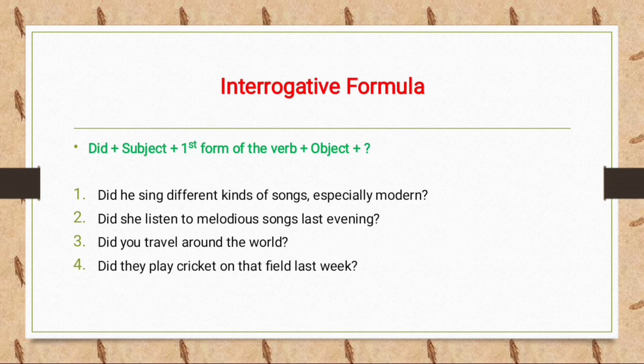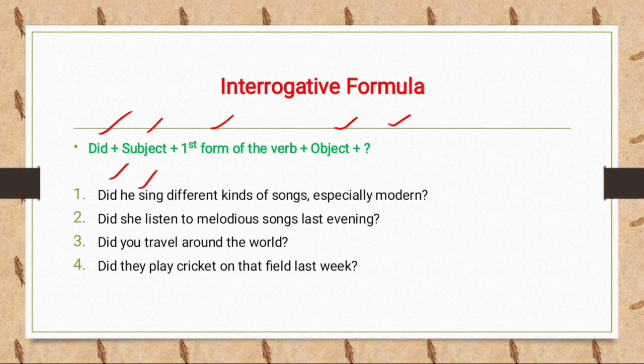Interrogative formula of past indefinite tense: did plus subject plus first form of the verb plus object plus question mark. Because when we talk about interrogative then we have to use helping verb at the start. Like, did he sing different kinds of songs, especially modern? Now did is what? Helping verb. Because we are talking about interrogative, so we have to use did in the start.